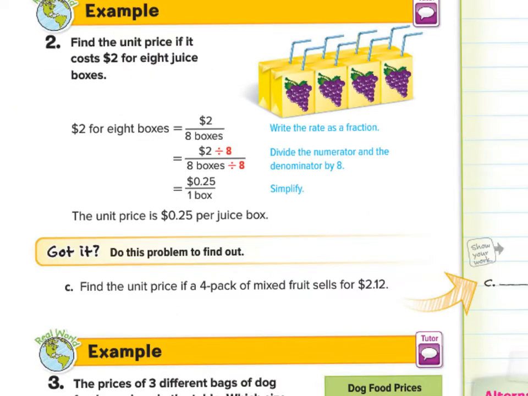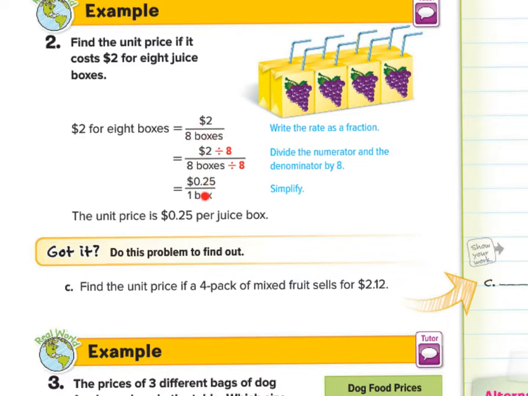Example 2. Find the unit price. The unit price means the price per each item, for every one. Find the unit price if it costs $2 for 8 juice boxes. So really what I'm going to do is I want to find out the price of each juice box, so I have to divide it by the number of juice boxes. So this time the amount of money goes on the top, because I'm looking for the unit price. How much is each one? So I take my money and I'm going to divide it by the number of items. You see that? So I have the 2 divided by 8.